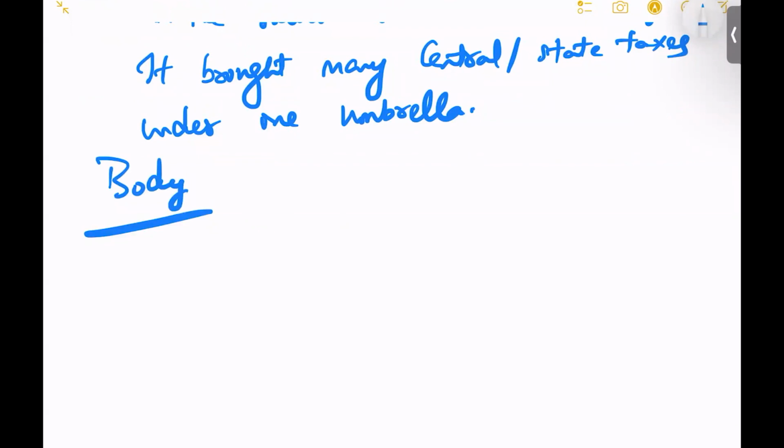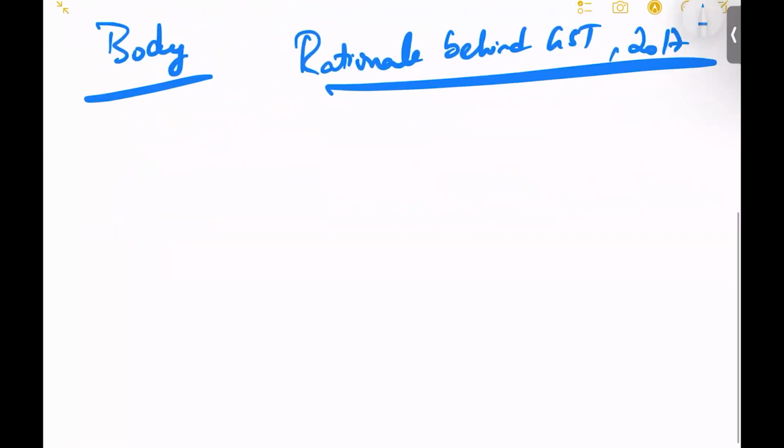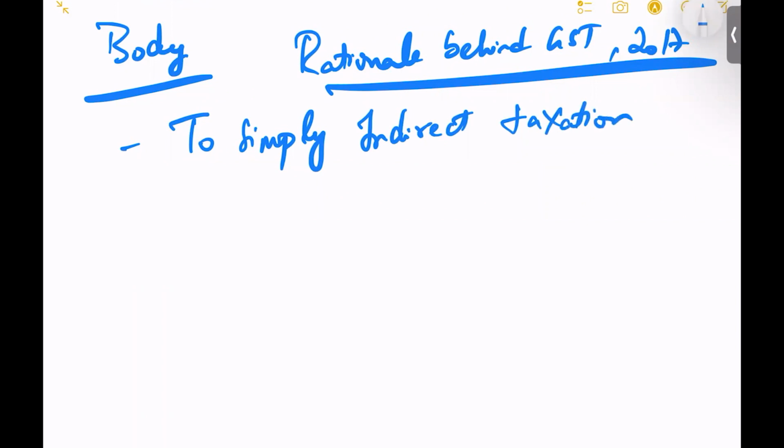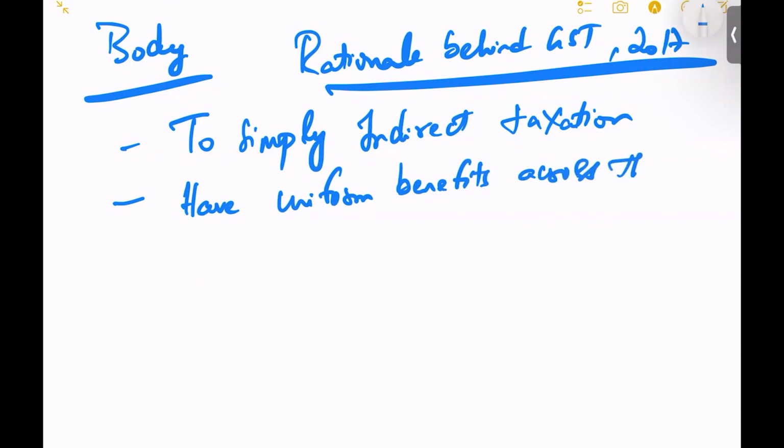So coming to the body part, what is the rationale behind GST? Rationale behind GST 2017. The main rationale is to simplify the indirect taxation system. To simplify the indirect taxation. So that is the first thing. And what is the next rationale? To have uniform benefits across the states.